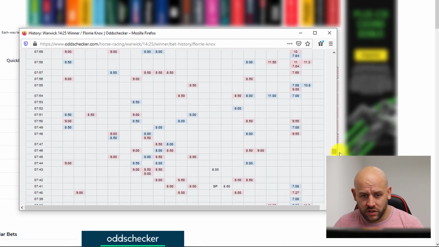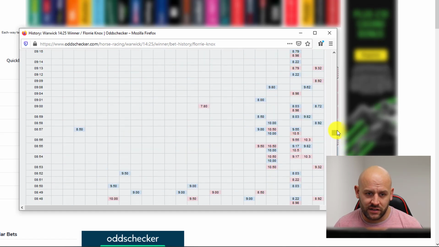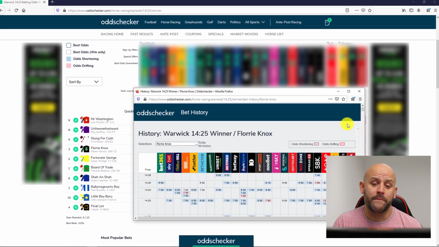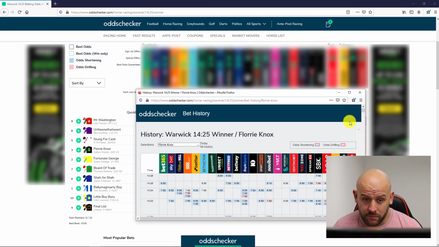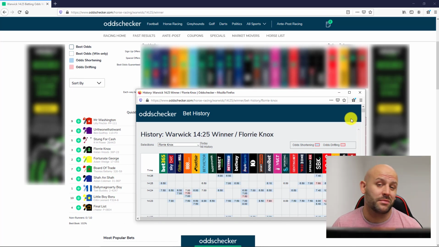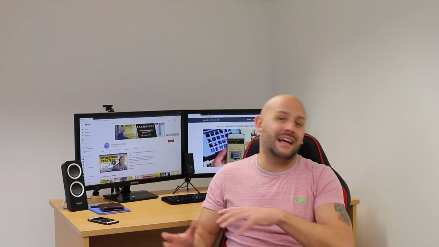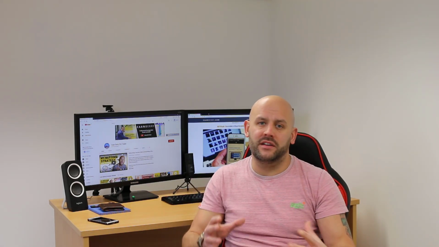So while I'm talking, there's another one on screen. Again, you can see around the same times, but it was a little bit earlier. Florrie Knox was a horse that was actually shortened in price, and it is around 6.5 nearest to the start, even though it was 8 and above earlier in the morning. Hopefully that's a little bit clearer. You can understand, as an overall picture, when the prices have moved on any one particular market on certain selections.